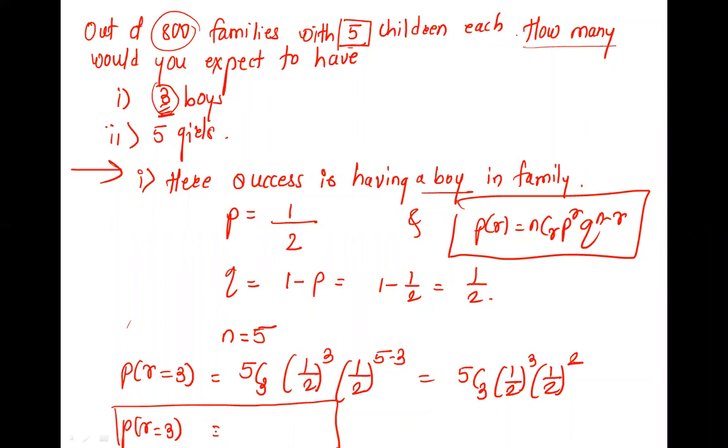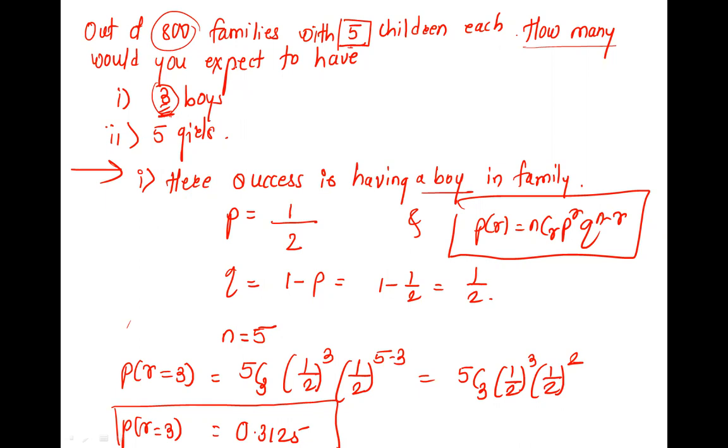0.3125. Correct. 0.3125 is the probability of having 3 boys. If there are 5 children in each family, out of those 5 children, 3 boys, the probability is 0.3125.